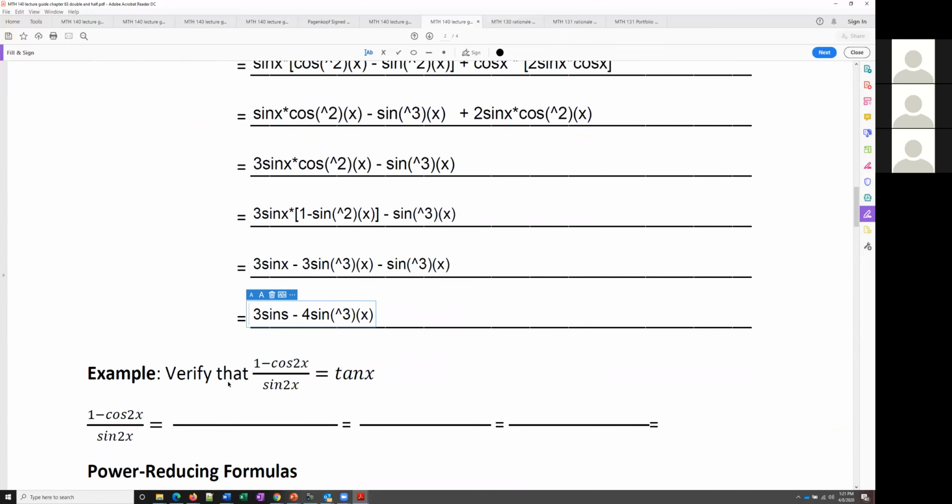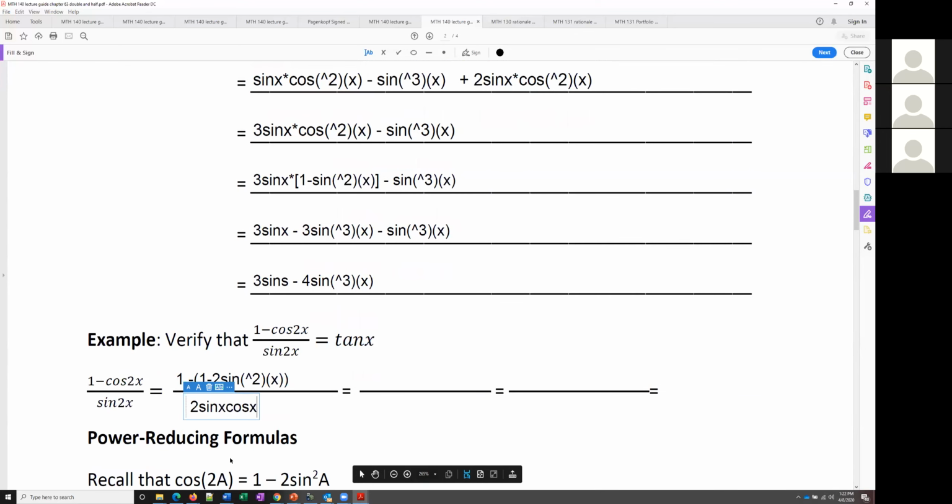Next, we want to verify that 1 minus the cosine of 2x divided by the sine of 2x will be equal to the tangent of x. So we're going to start with the more complicated side, the left-hand side. And we're going to use the double angle formulas. So the first one I'm going to write as 1 minus, and then I'm going to use the 1 minus 2 sine squared of x. And then on the bottom, I'm going to replace sine of 2x with 2 sine x cosine x.